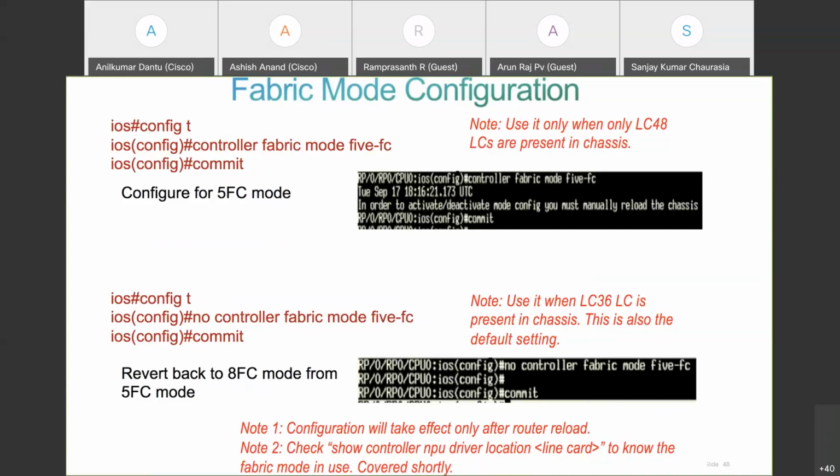In that case, the fabric cards installed in slots FC1, 2, 3, 4, and 5 will be part of the 5 fabric card mode chassis. Your FC cards in 0, 6, and 7 will be disregarded, they won't be considered as part of the fabric. So even if one of the cards from FC1 to 5 goes down, and you have a spare card installed in FC6 and 7, those won't be taken over or used as part of redundancy.